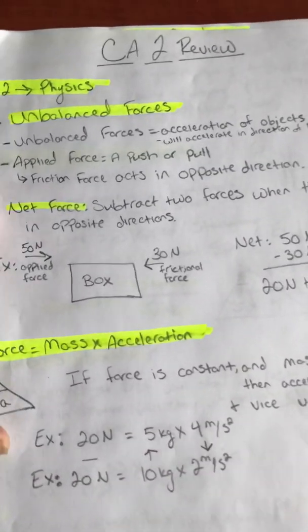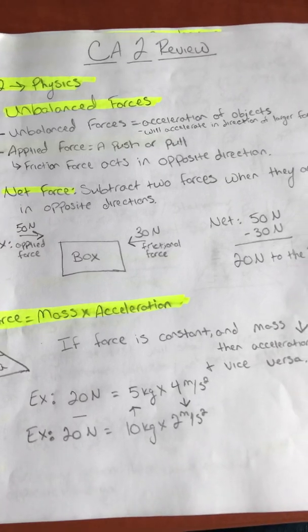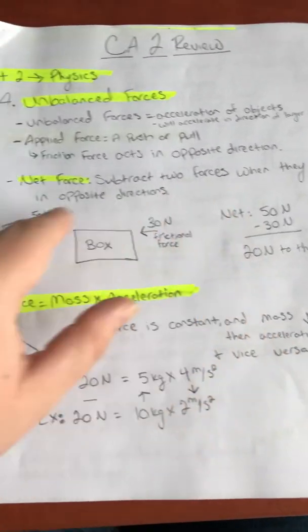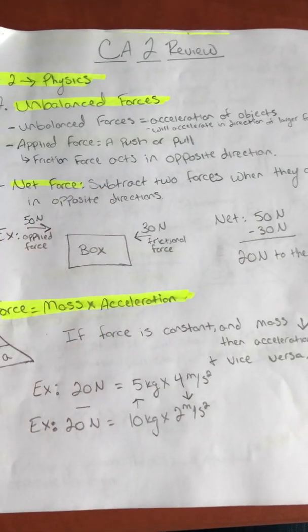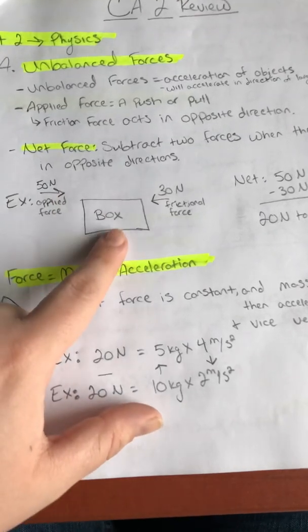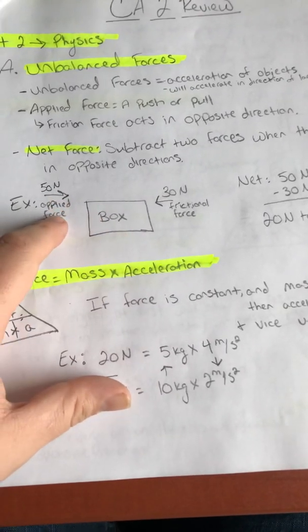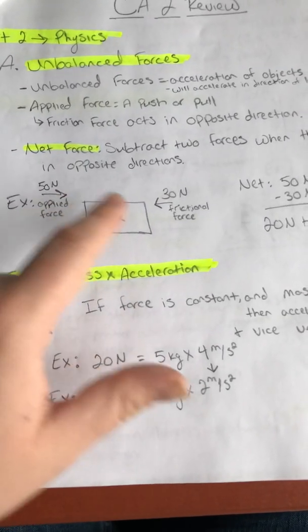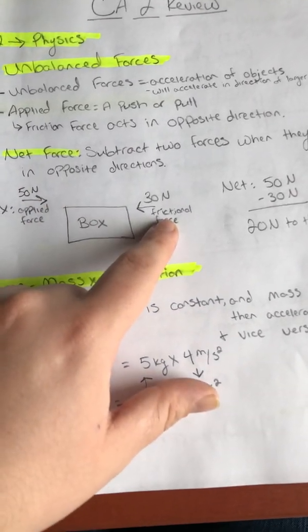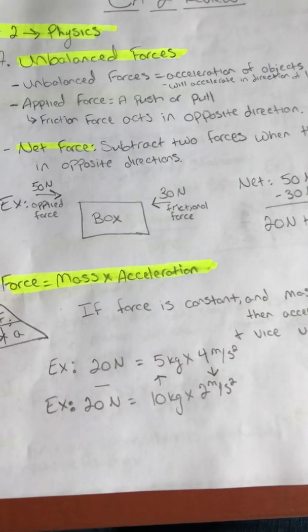For example, if we're asked to find the net force, we know that we need to subtract two forces when they run in opposite directions or add them if they occur in the same direction. For example, here we have a box and we have an applied force of 50 newtons to the right. Okay, so our arrow is moving to the right. But we also have a frictional force of 30 newtons in the opposite direction.